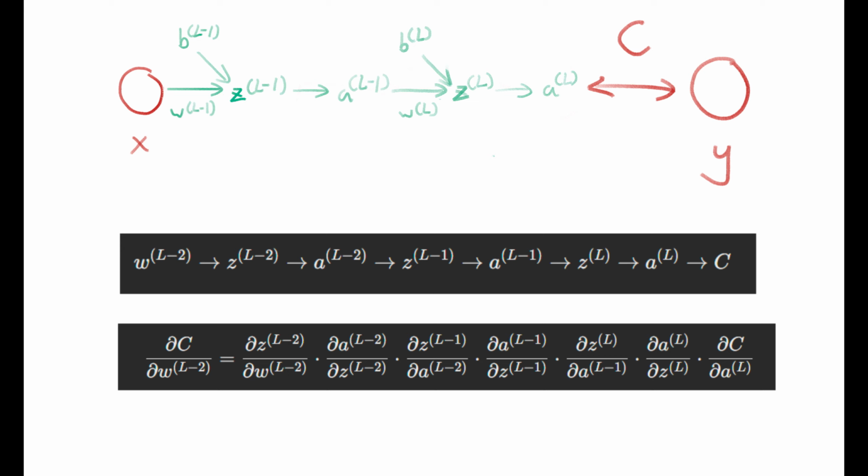This can go even further and further backwards in the network for like WL-2. And again, you'll find these four terms have already been calculated when we were finding the partial derivatives for the parameters in the layers after it. Though in my example, we don't have a WL-2 and onwards.